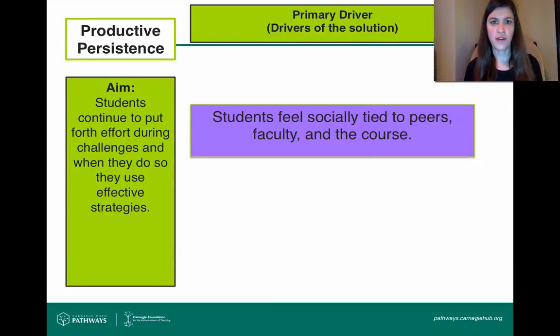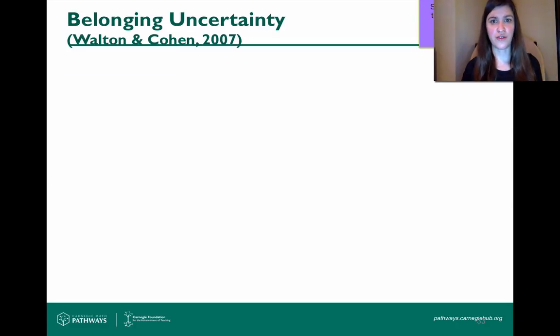So I want to turn to our next driver, that we want students to feel socially tied to peers, faculty, and the course. We want them to identify as mathematical learners and doers. And when we talk about social ties, we often talk about the sub-concept called belonging uncertainty.